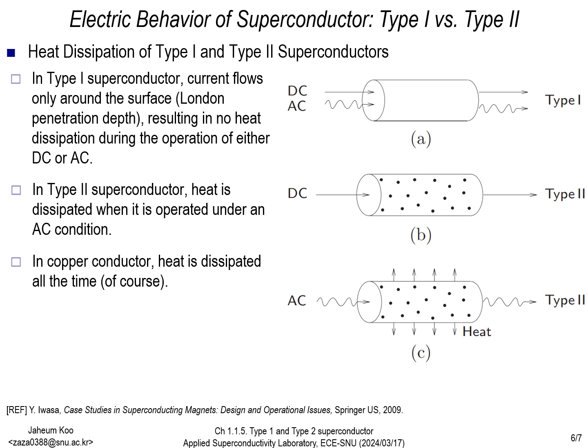Next, we'll discuss the electrical behavior of Type 1 and Type 2 superconductors. Type 1 superconductors are capable of carrying both DC and AC currents without any resistance, showcasing their ideal superconducting properties. However, Type 2 superconductors exhibit unique AC losses. These losses are significant because they affect the efficiency and performance of Type 2 superconductors in various applications.